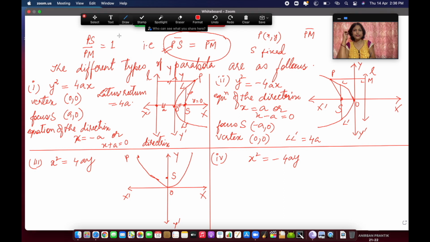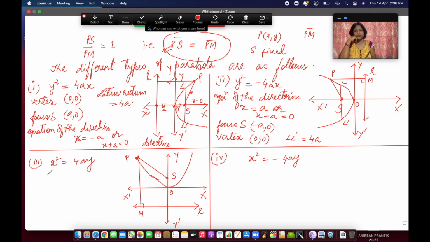So we also need the directrix here, which will now be parallel to the x-axis, and the distance of the point P from the fixed point S, that is the focus, is equal to the perpendicular distance of the point P from the fixed straight line here. The fixed straight line is the directrix. I am naming it as L. PM is the perpendicular distance. You can see P is a point on the curve, right?